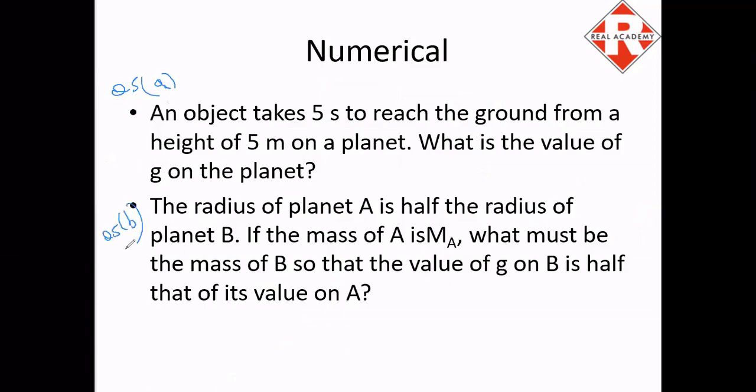So the first question is, an object takes 5 seconds to reach the ground from a height of 5 meters on a planet. What is the value of g on the planet? So this is the question, and we'll solve it. What have they given? You have an object falling on the ground and it is taking 5 seconds to reach the ground. Initially, it was at a height of 5 meters. So we want to find the value of g.